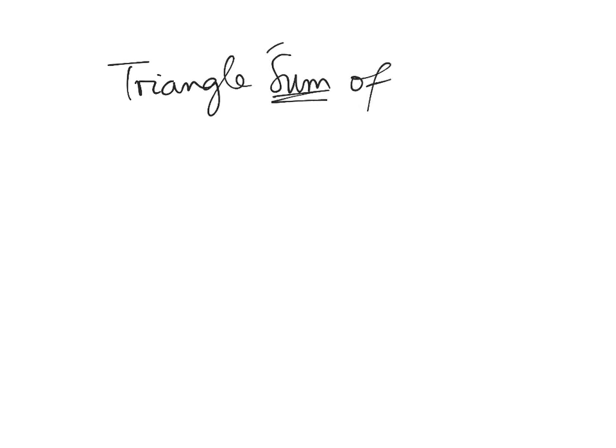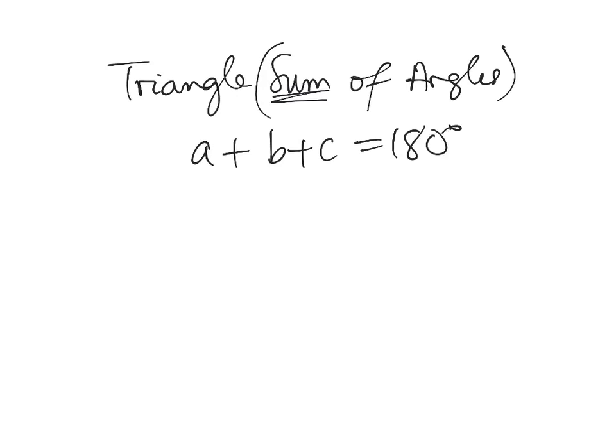Moving on to another part of discussing angles. Let's talk about the triangle sum theorem, or the idea of the sum of angles. The sum of angles of a triangle will equal 180, right? You add up all those angles and you get 180.